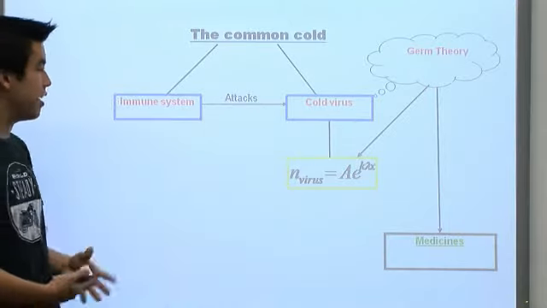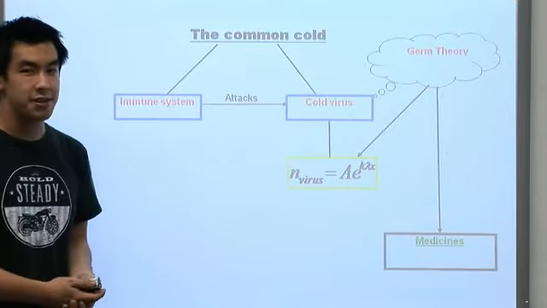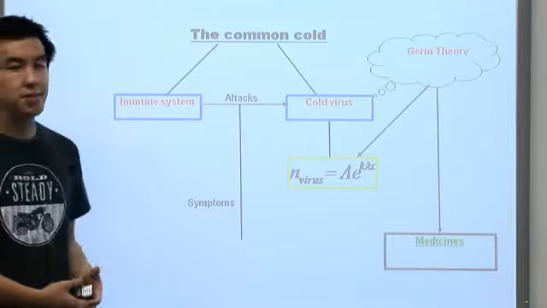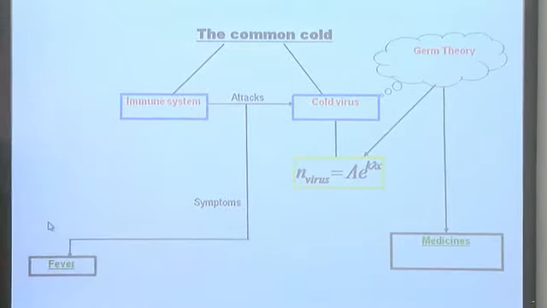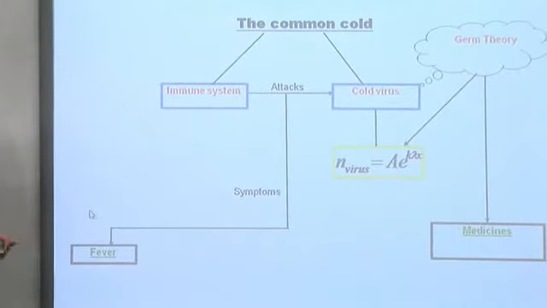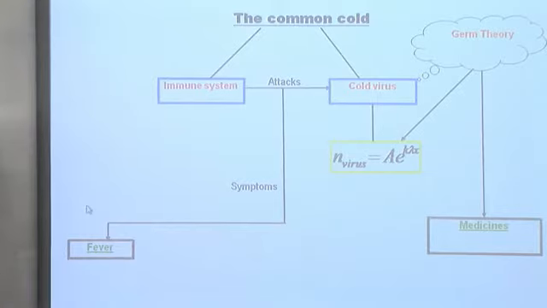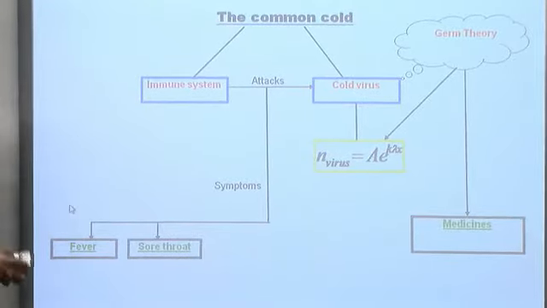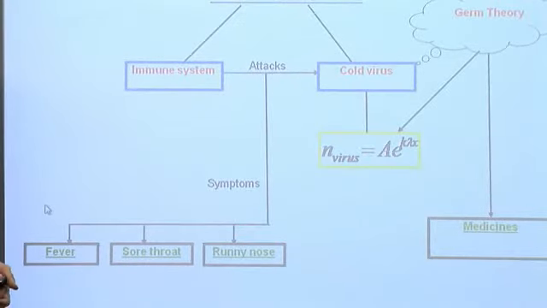Now, if we look back over here, we note that the immune system actually attacks the cold virus. This leads to the symptoms of the common cold. Since these symptoms are real-world examples, they are also given in green underlined text in black boxes. The first symptom shown here is a fever. The second symptom is a sore throat. And a final symptom could be a runny nose.